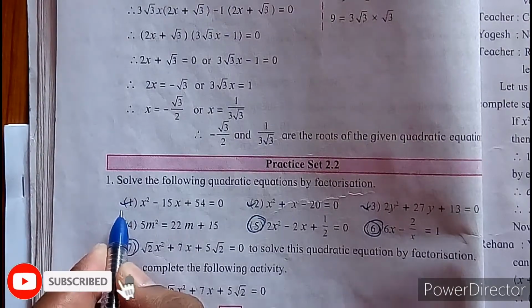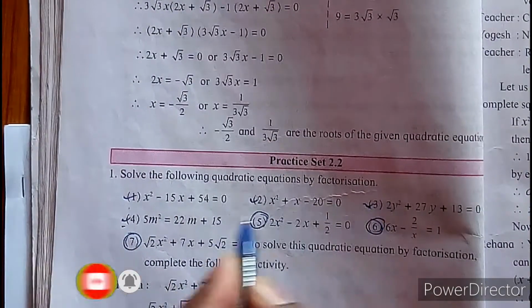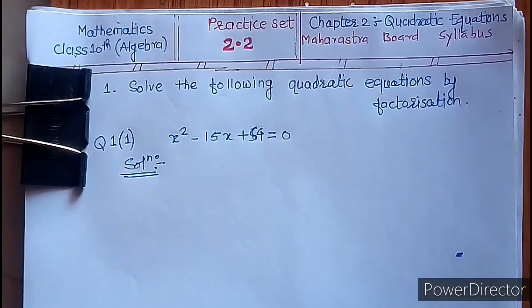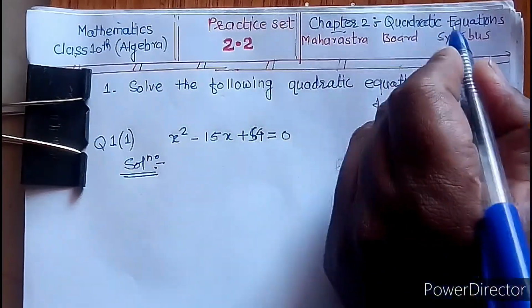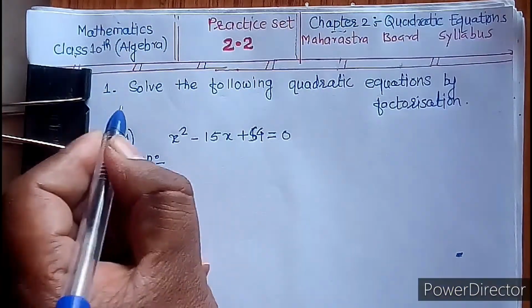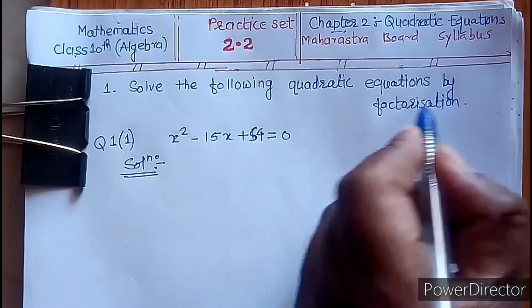In this video we are solving practice set 2.2, question number 1, 2, 3 and 4. Mathematics class 10th algebra, practice set 2.2, chapter 2 quadratic equations, Maharashtra State Board syllabus. Now question first is: solve the following quadratic equations by factorization.